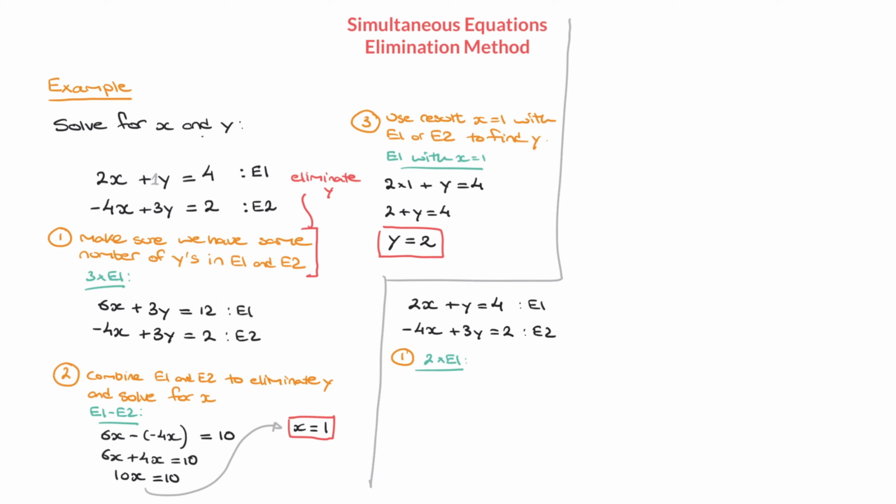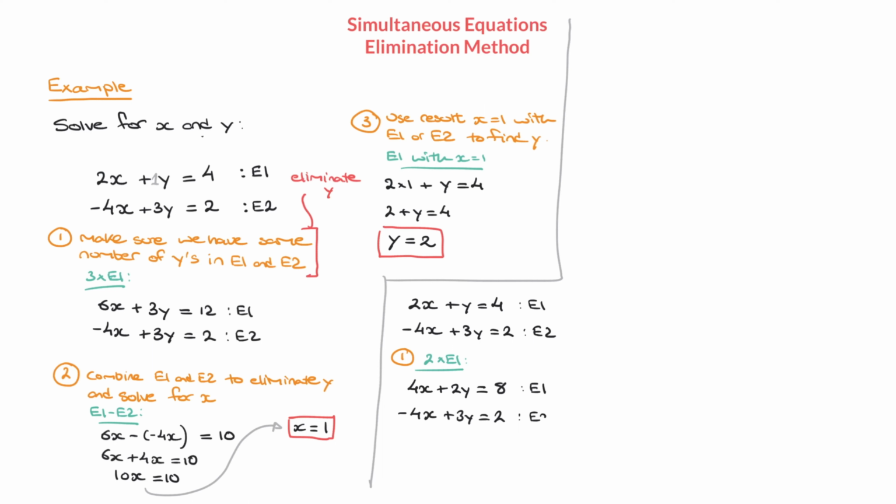Well, let's see, we'll have 2 times 2x, which is 4x, plus 2 times y, so that will be 2y. So I'll have 4x plus 2y, that's the left-hand side taken care of, and that will equal 2 times the right-hand side, so that's 2 times 4, which would be 8. And that's our new equation 1. Equation 2 stays the same. That's still negative 4x plus 3y equals 2.